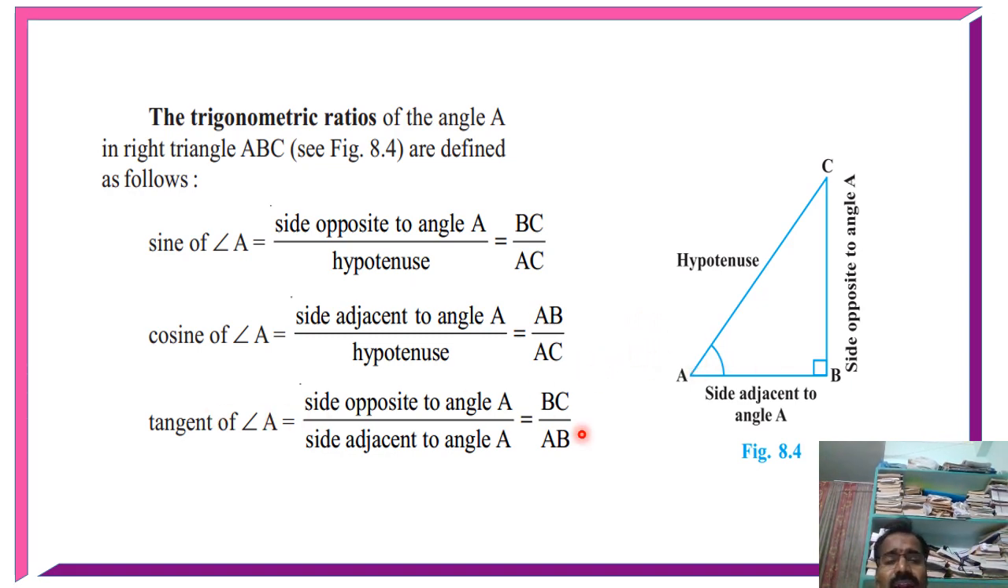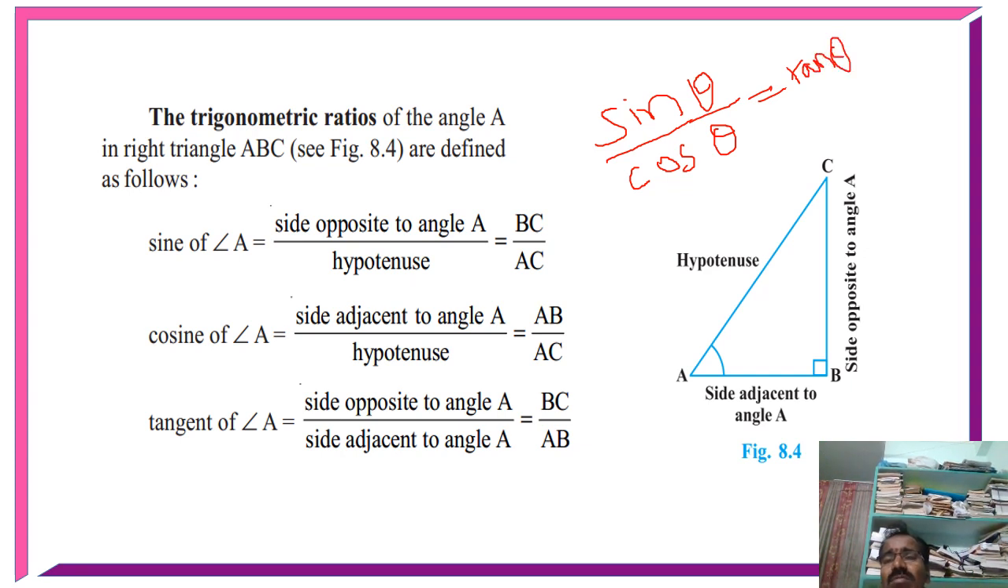Tan is defined as the side opposite to angle A by the side adjacent to angle A, and another way, tan is defined as sine of that angle by cos of the same angle. So sin theta by cos theta, where theta is the Greek letter for an angle, is defined as tan theta. The reciprocal of tan is cot, the reciprocal of sine is cosecant, and the reciprocal of cos is secant. So let us discuss all the trigonometric ratios and their identities.